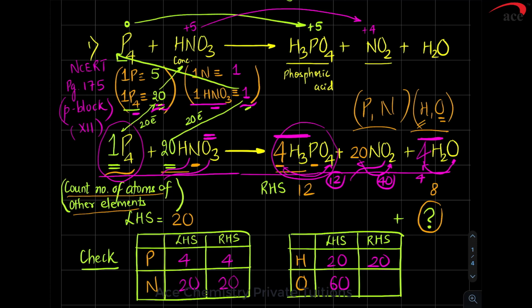We made a mistake, because the number of oxygen here is not 12, it is 16, because 4 multiplied by 4 is 16. 16 and 40, that is 60. That means all the atoms are balanced. That means the reaction is balanced. So, this is how you are supposed to balance this type of a reaction.